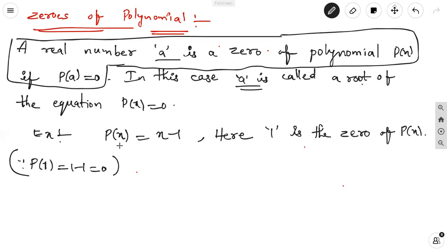For example, I am taking here p of x equal to x minus 1. Here 1 is the zero of p of x. Why? Because when we take x equal to 1 in the place of x, it turns into 0. That is the relation.